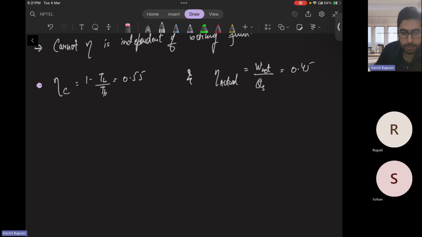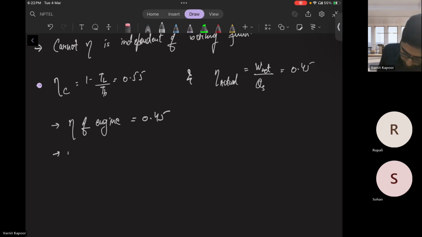If it is said like this, and it's in the same temperature limits, the efficiency of Carnot is higher than the efficiency of an actual or irreversible engine. So the efficiency of the engine is 0.45 or 45%. And if they have specifically asked what is the maximum or Carnot or reversible or ideal efficiency, then you will say it is 0.55. But otherwise, it is always 0.45 only, because actual engines are irreversible in nature.